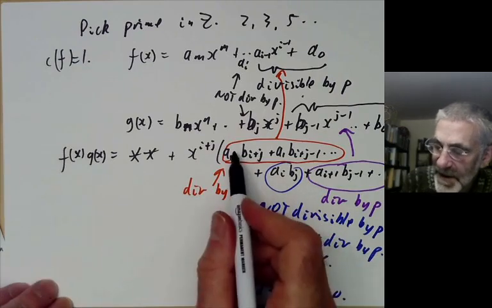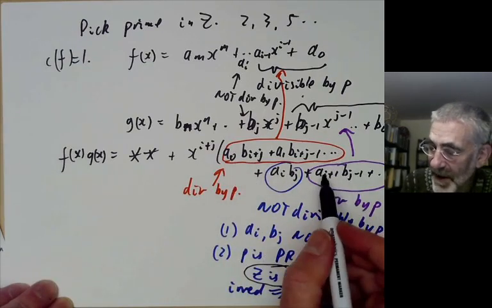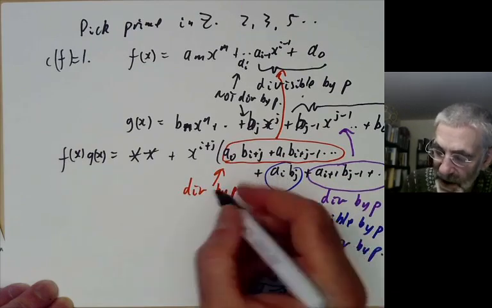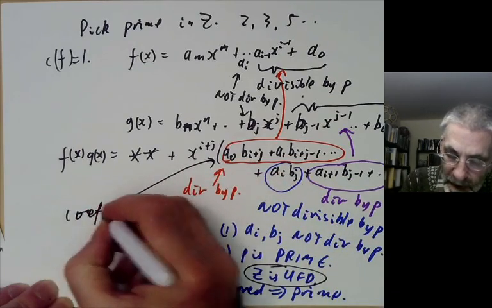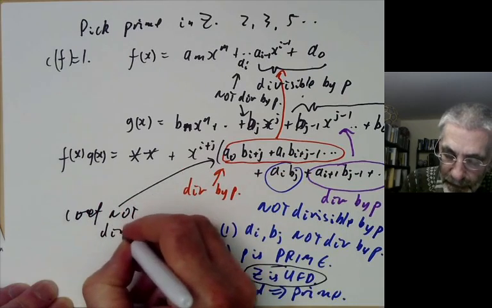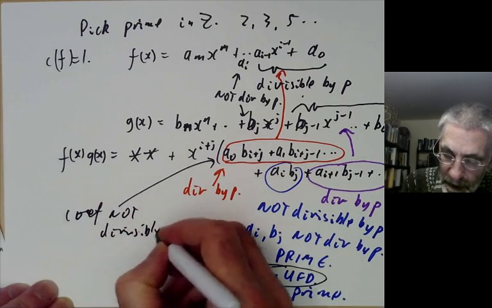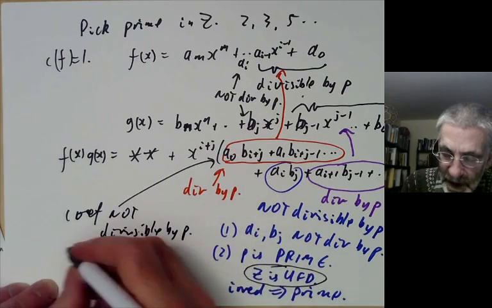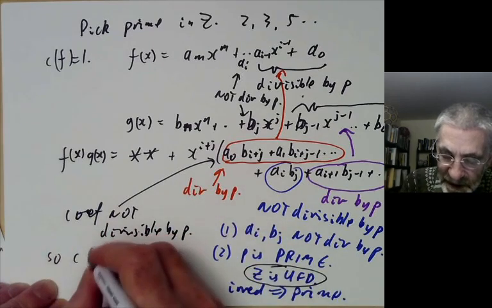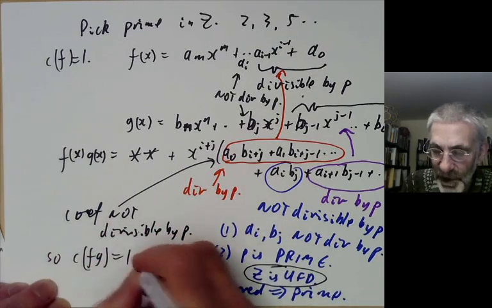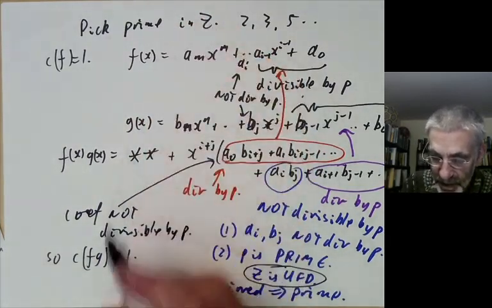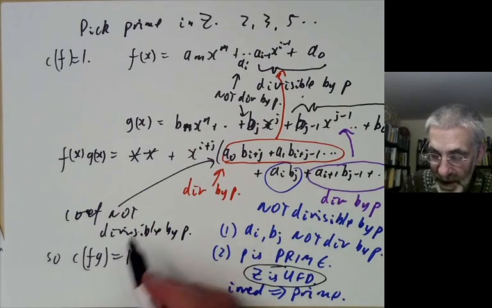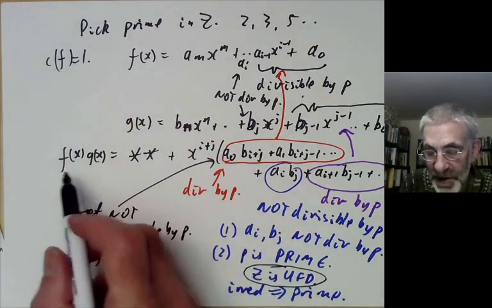Anyway, we now see that this is divisible by p, and this is divisible by p, and this is not. So this coefficient is not divisible by p. So the content of fg is equal to 1 because we've shown that for any prime in the integers, it can't divide all the coefficients of f times g.